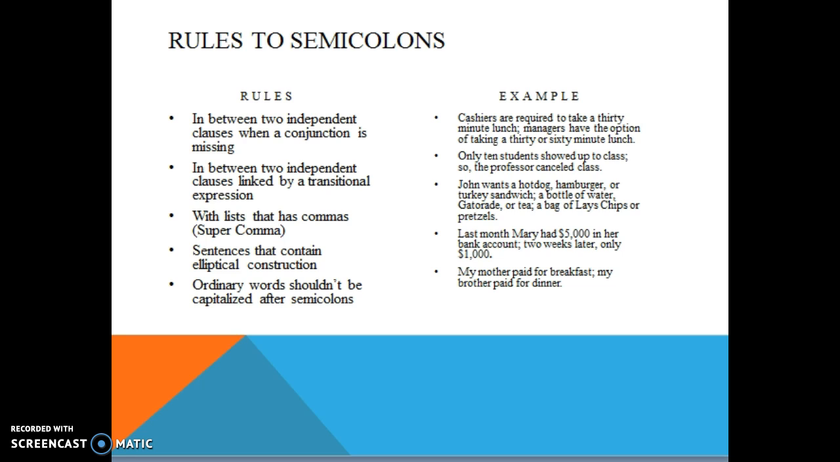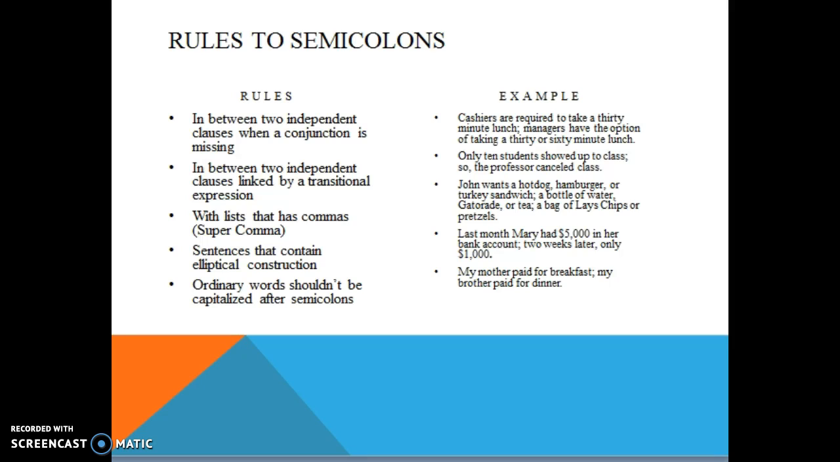In this slide, I will provide the rules for using semicolons and how to correctly apply them. Rule number 1: use a semicolon in between two independent clauses when a conjunction is missing. In the example, if a conjunction like and, or, or but was inserted after the word lunch, then a comma would be more appropriate. But since there's no conjunction, a semicolon should be used in its place.